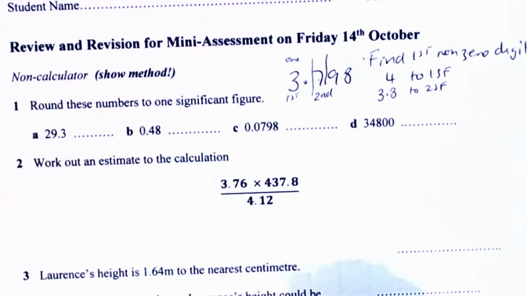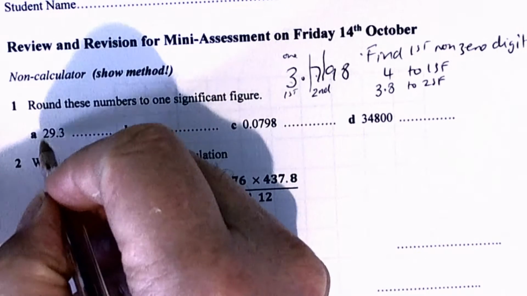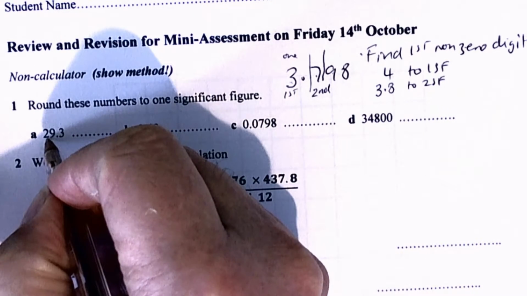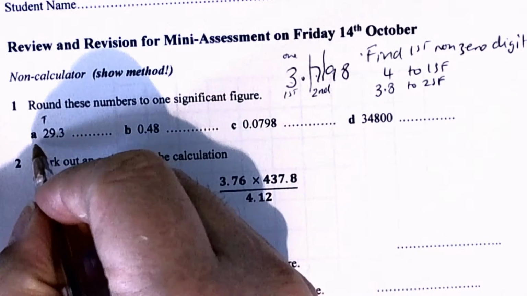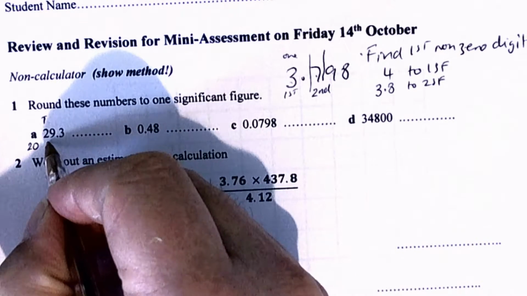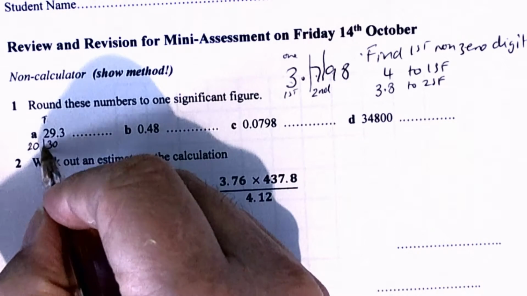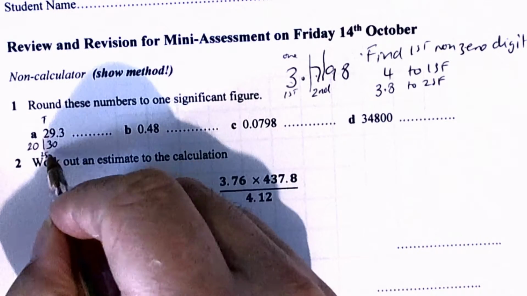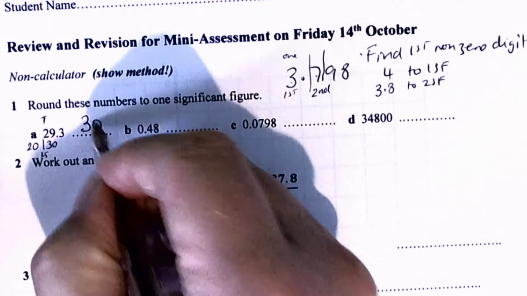So let's have a look at the actual question. This one says round the numbers to one significant figure. So the first significant figure here is the 2, it's the first non-zero digit, and the 2 is in the tens column. So it's asking the question, is the answer going to be 20 or 30? Well, we can see that halfway between there is 25, so 29 is above 25, so it's nearer to 30. So the answer here will be 30.